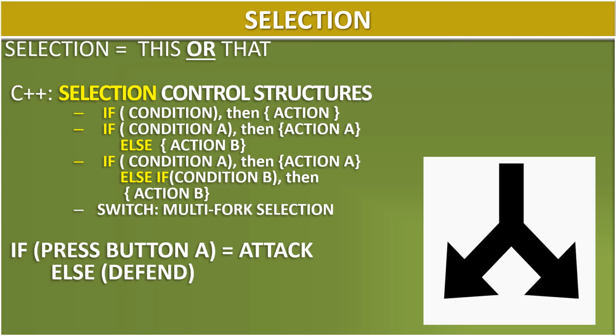But also in terms of gaming, you can use a selection structure. For example, if player presses button A, attack, otherwise have your character defend. So selection structures are often used for things of this sort, and they're mostly acting as filters on the data, which means depending on the input you have, execute one block of code or the other block of code.